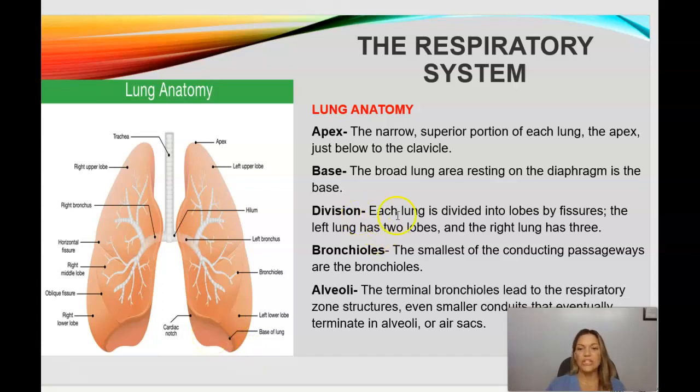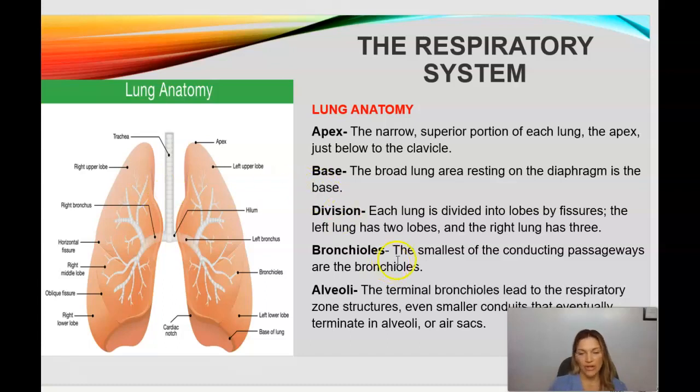The division: each lung is divided into lobes by fissures. The left lung has 2 lobes and the right lung has 3 lobes. The left lung only has 2 lobes because it needs to make room for the heart, which is on the left side as well.